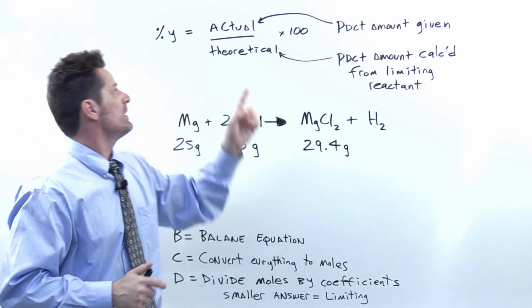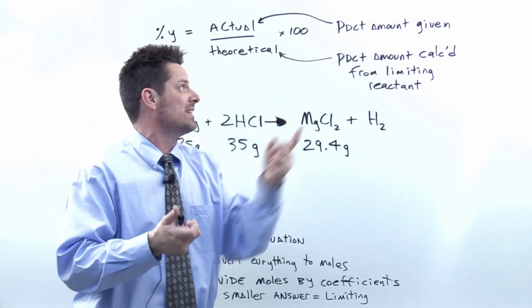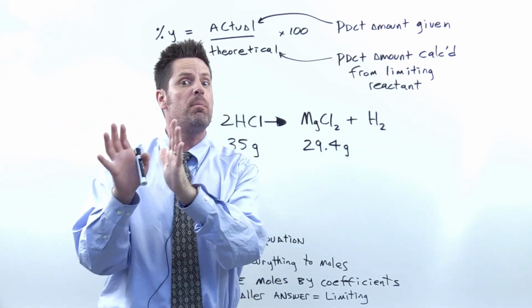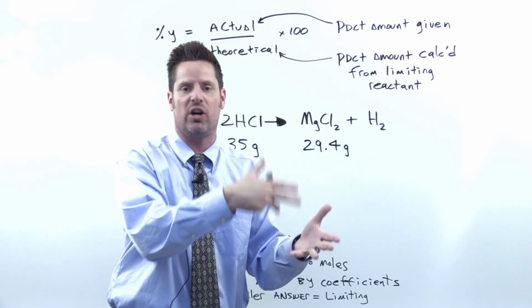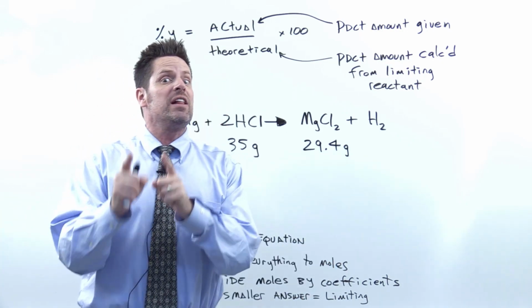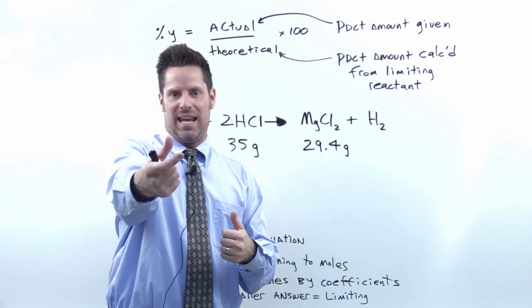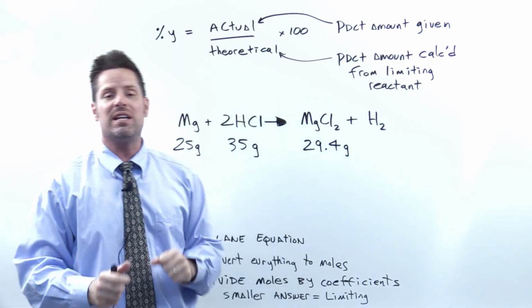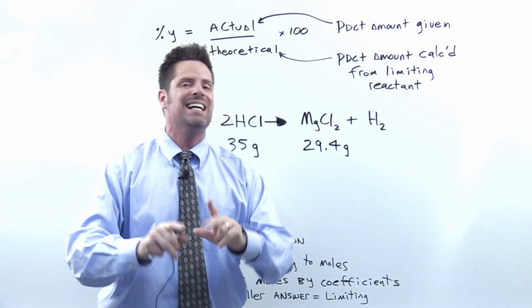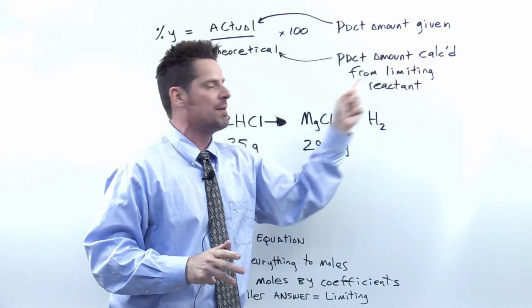What does that mean? Well, the actual yield is the amount of product that you are given in the problem if you're dealing with a problem or question on an exam or a problem set. Or in real life, it's the amount of product that you obtain in your lab. The theoretical value is the amount of product that you should get calculated from your limiting reactant.